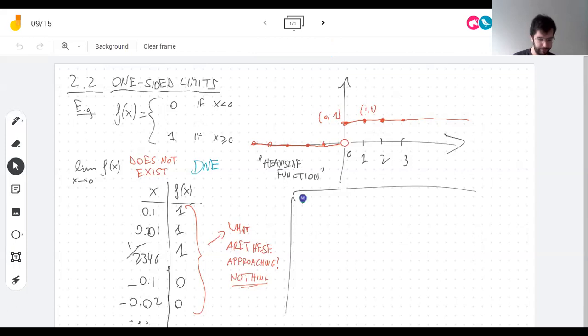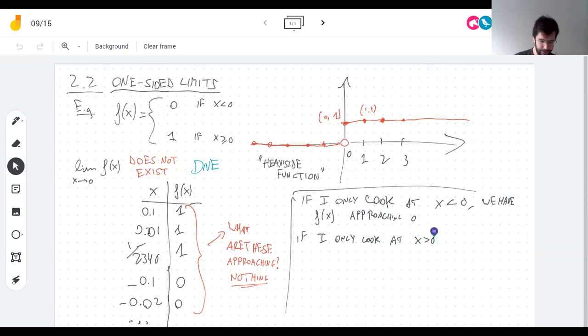If I only look at negative numbers, at x negative, we have f of x approaching 0, and likewise, if I only look at positive numbers, f of x seems to approach 1. By approach, in this case, it's getting close to 0 in that it's already always 0. But how can you be closer to 0 than being already 0 or already 1?